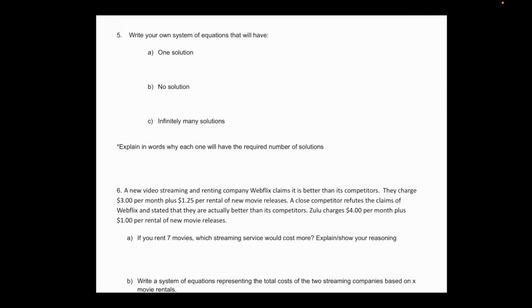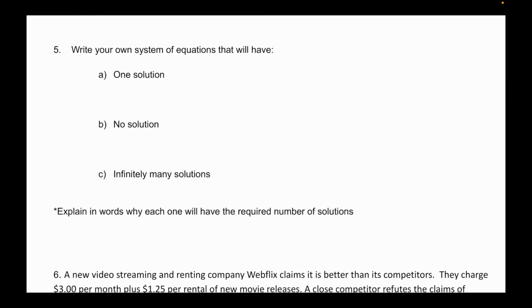So here we have questions 5 and 6, although they're a little longer. So let's actually go through these pieces here. We want to write our own system of equations for number 5. We're going to do 3 different ones here, and it does say explain in words why each one will have the required number of solutions. So let's actually talk about that first. I'm going to talk about what I'm writing for each of these.